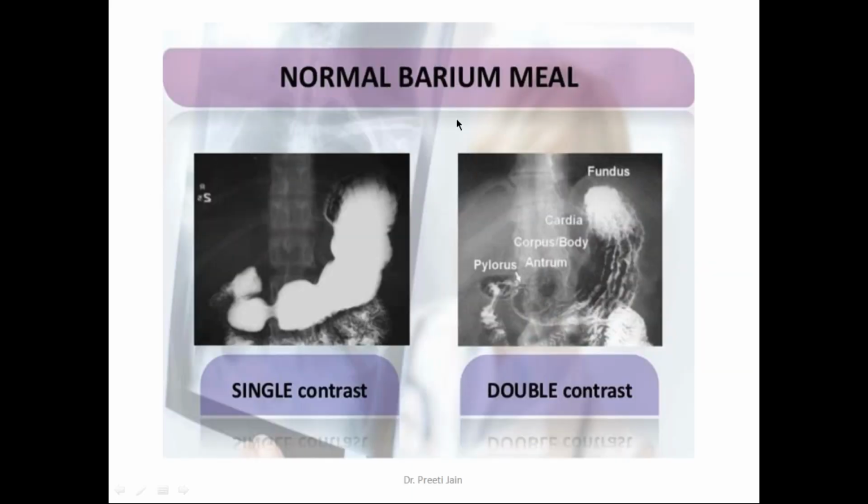And the last thing in this is the barium meal. Barium meal can be a single contrast or a double contrast. I've just put in pictures so that you can get a hang of what a barium meal exactly is. A barium meal is given to a subject and then the x-rays are taken, and this is how the normal barium meal appears. This is showing you the normal stomach, the pylorus and the antrum, right? This is a double contrast, showing that double contrast has been done here.